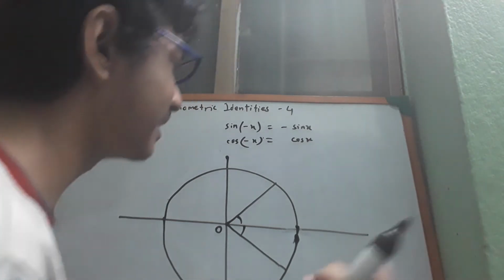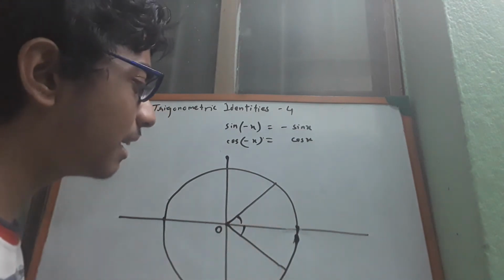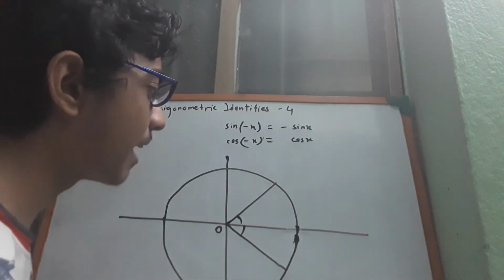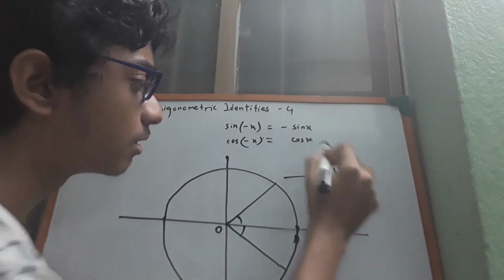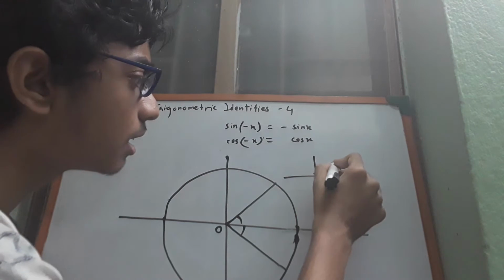Let me discuss it in short. There are many types of systems of measurement of angles. The most familiar one is degrees. In the degree system, this is called 90 degrees.